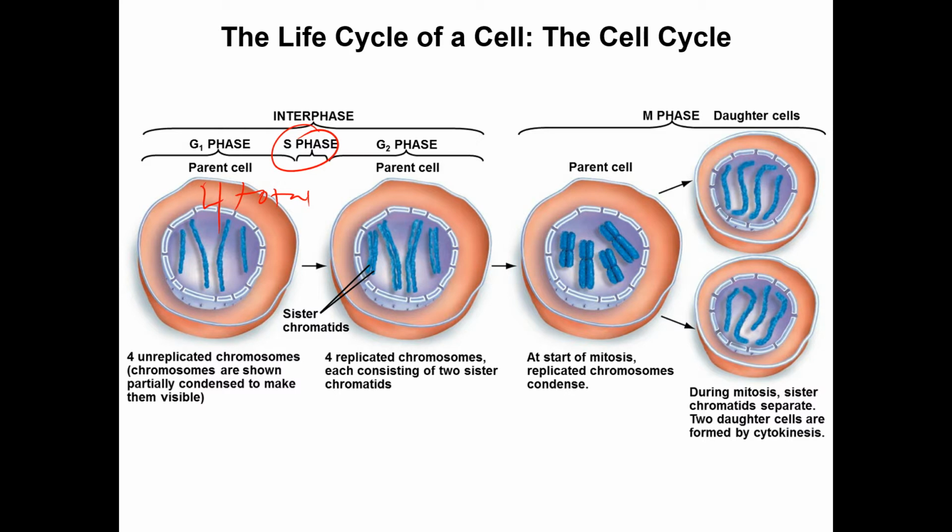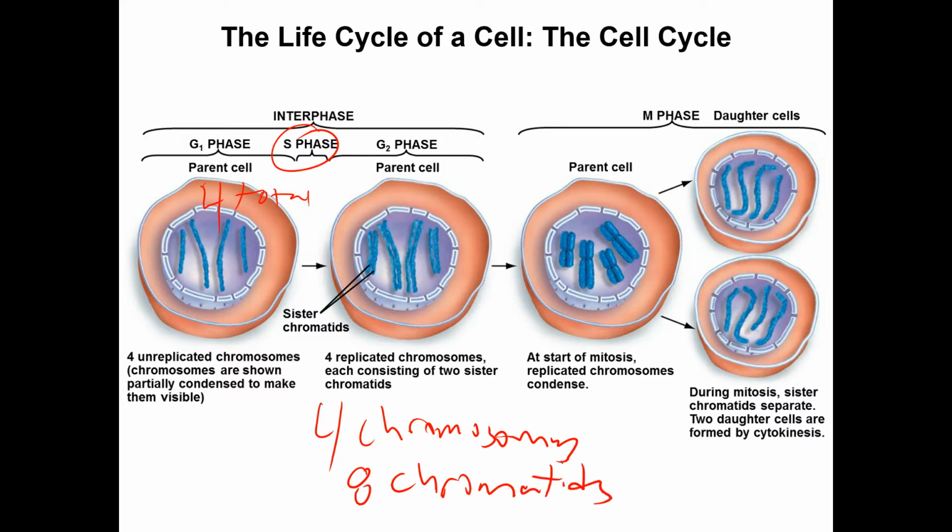Here during G2, your nuclear envelope is intact, and your chromosomes have duplicated, so that you have 4 chromosomes, but you have 8 chromatids. You have 2 sister chromatids for chromosome 1, chromosome 2, 3, 4.